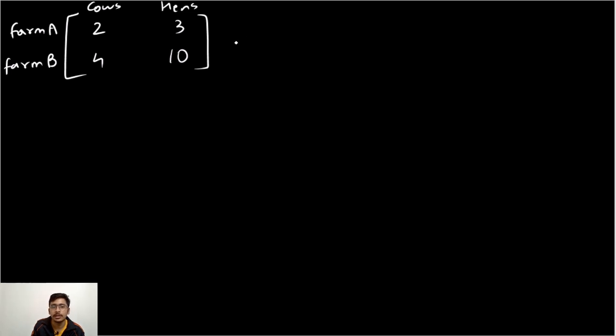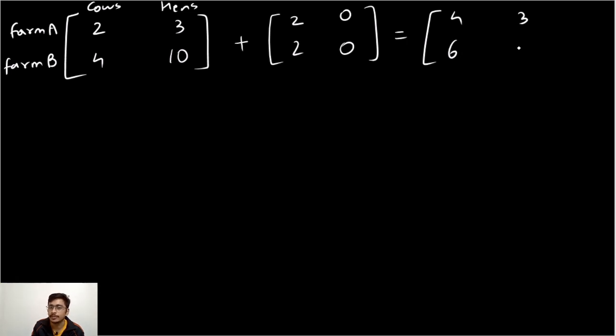Yeah, so what we are doing is we are adding 2 cows. Are we adding any hens? No, we are not adding any hens. We are also adding 2 cows in the second farm. We are not adding any hens. So we basically get 4 cows in the first farm. We get 3 hens because we don't change the number of hens. We get 6 cows on the second farm, and we don't change the number of hens. So this is what we get.